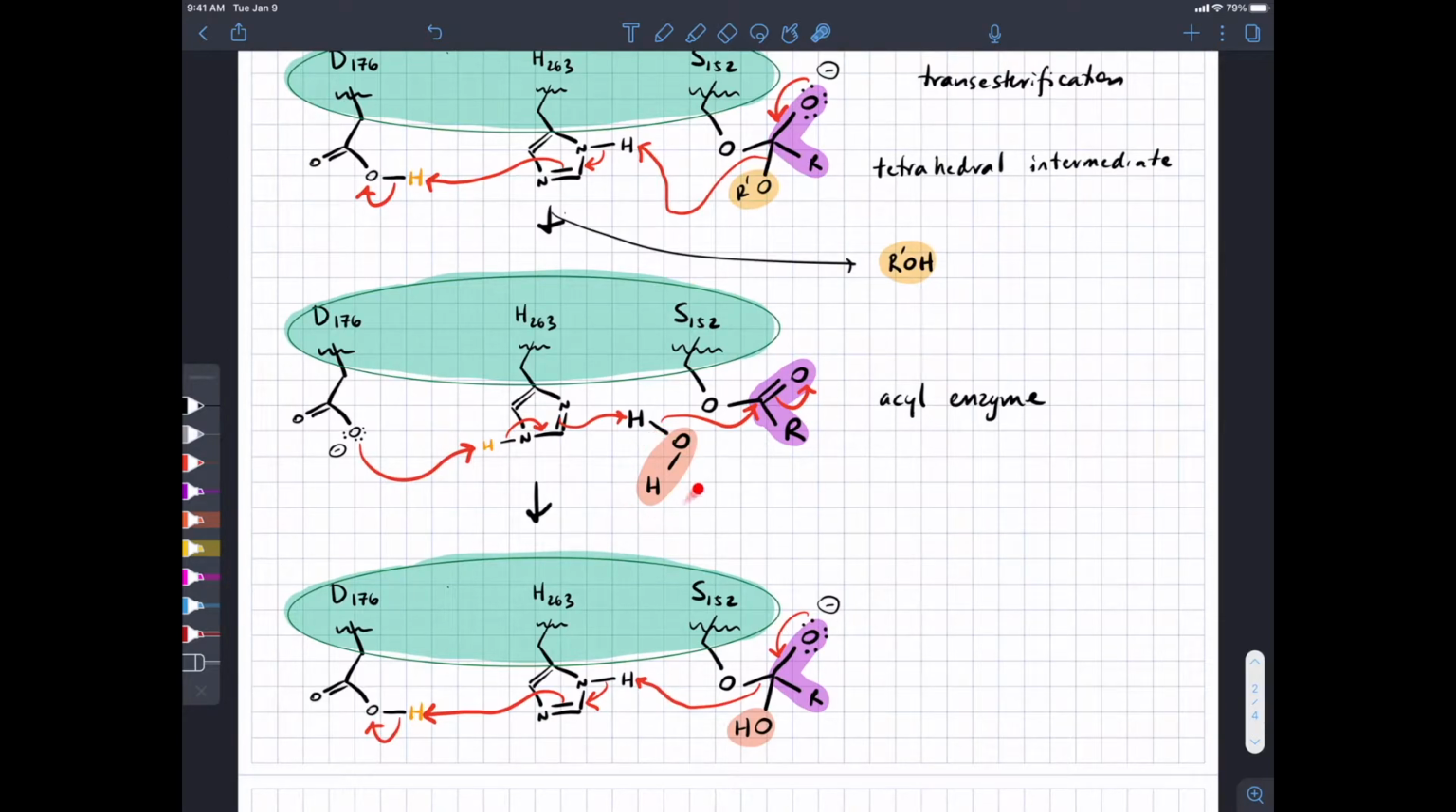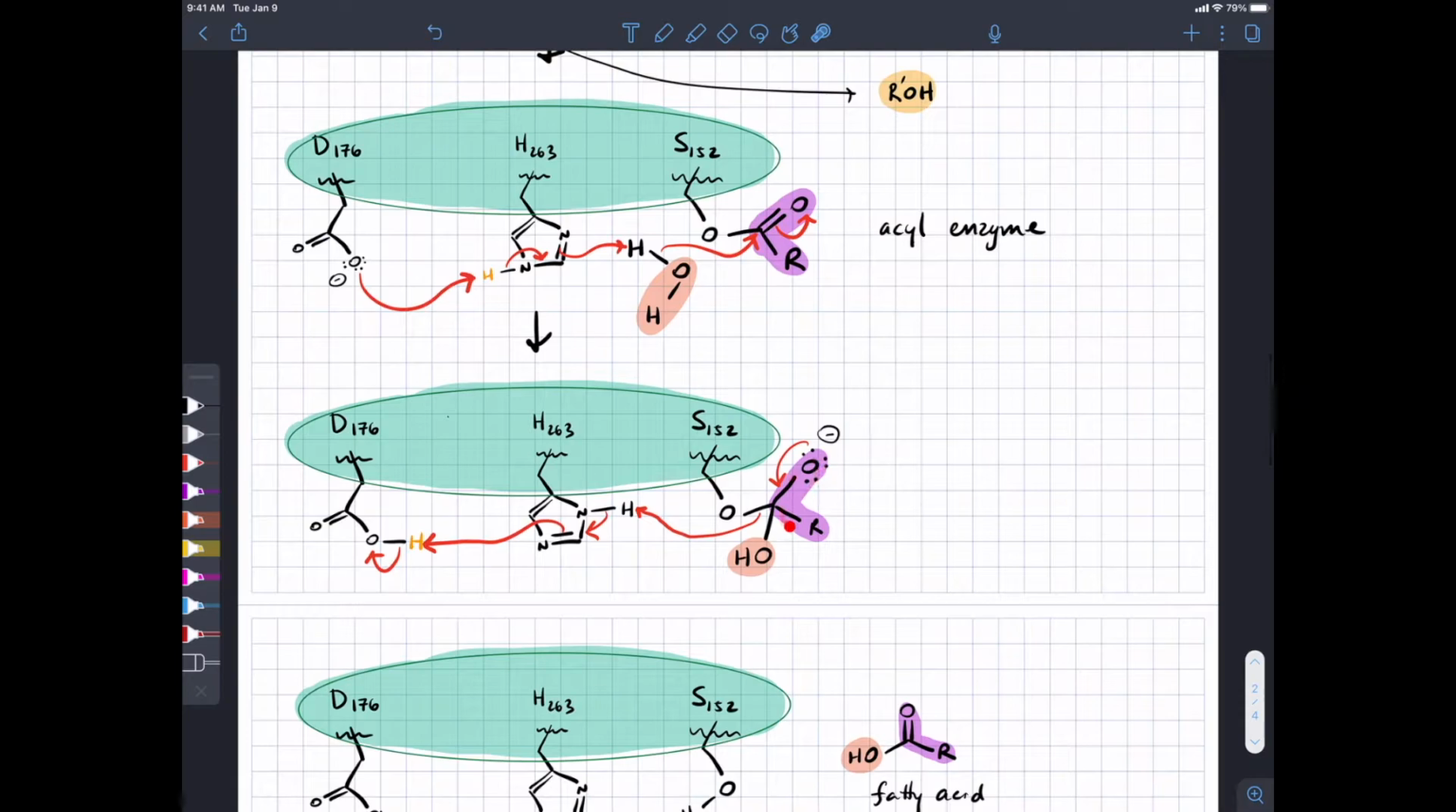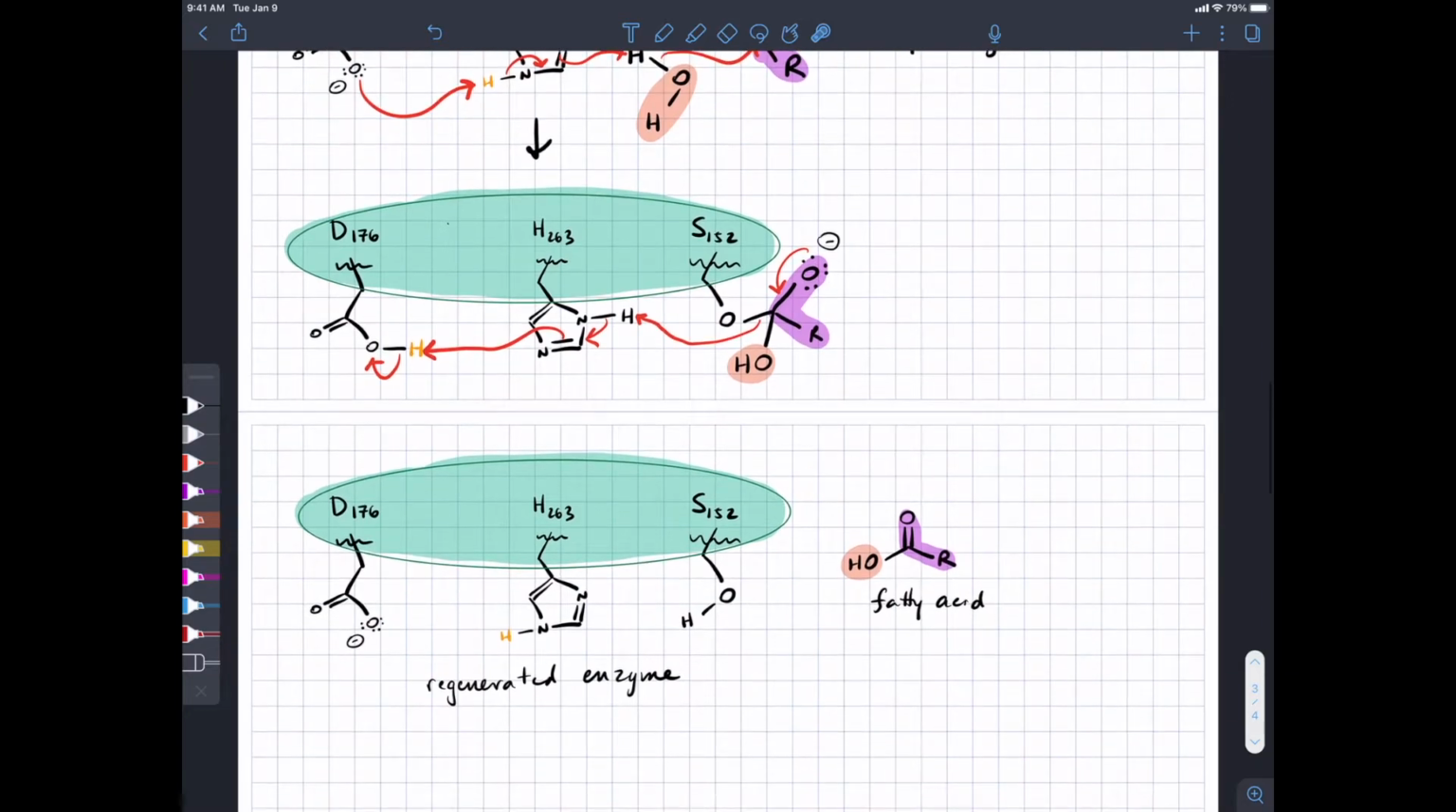At this stage, we're going to repeat the steps that were talked about previously, only this time we're going to use water as our nucleophile. Histidine will deprotonate water, aspartate will deprotonate histidine, OH minus attacks the carbonyl carbon. You get a tetrahedral intermediate, the negatively charged oxygen kicks down, and as OH minus leaves, it picks up a proton from histidine, who picks up a proton from aspartate, and then you've regenerated your enzyme and you've liberated the fatty acid.